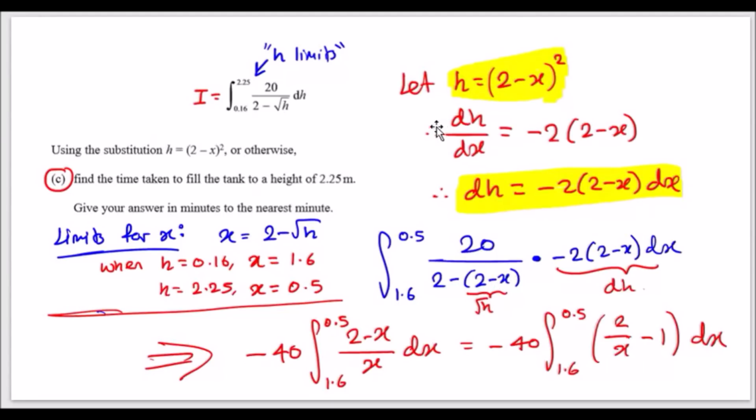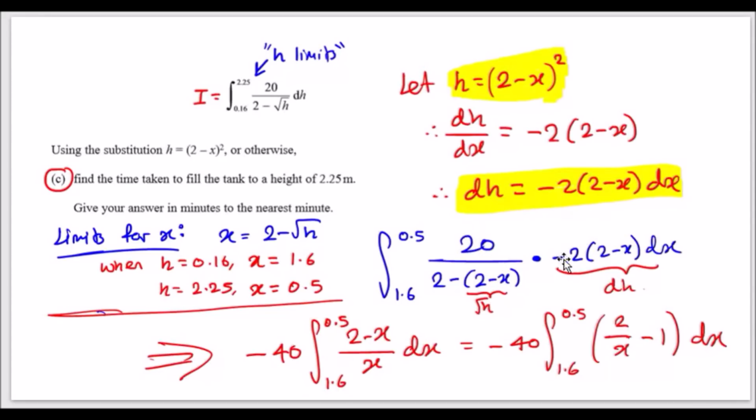And yeah, dh becomes literally all of that, minus 2 times 2 minus x dx. Yeah, so now it looks kind of crazy, but it's really not, because you'll realize something in a sec. So let's look at this. Let's see what we can do to simplify this.